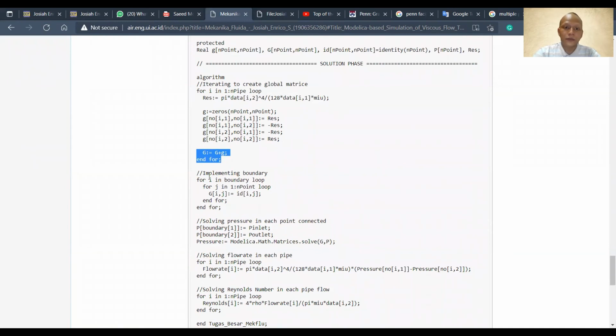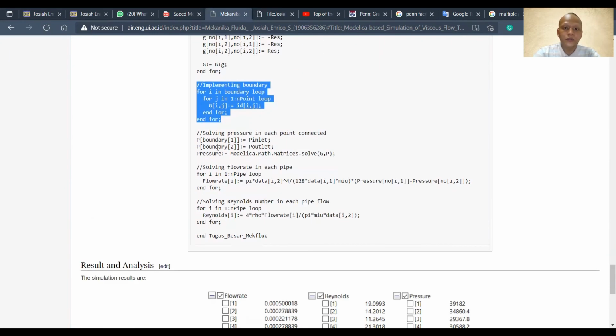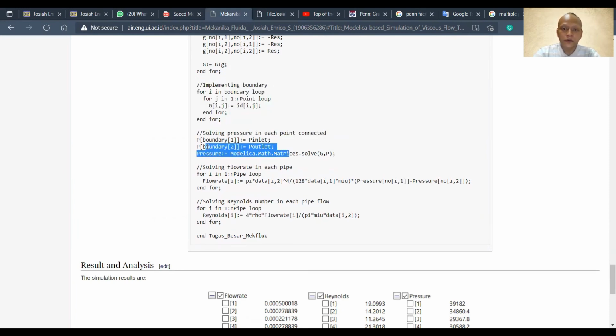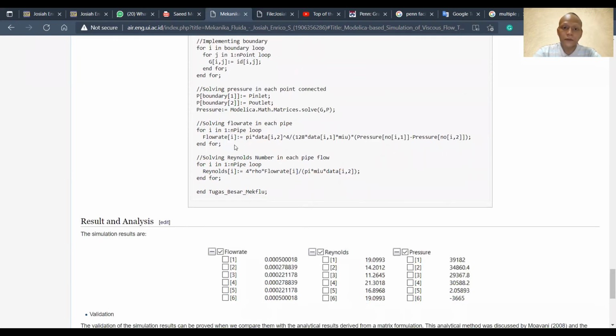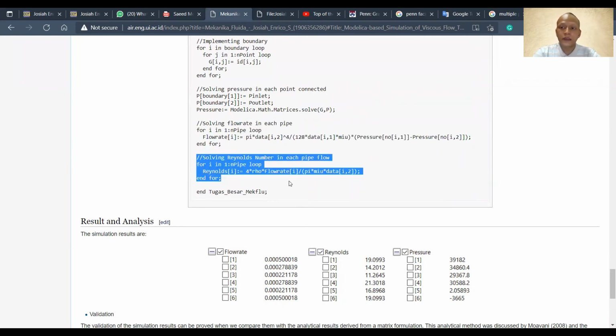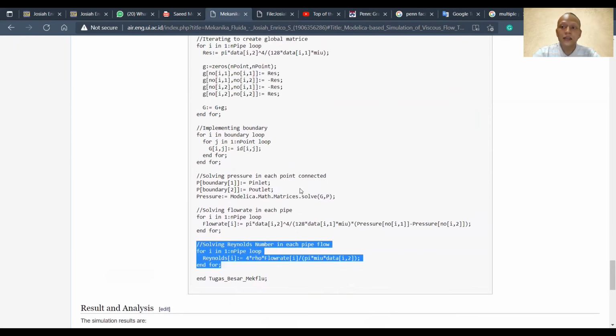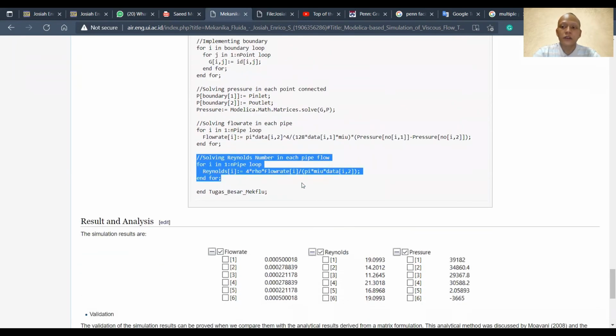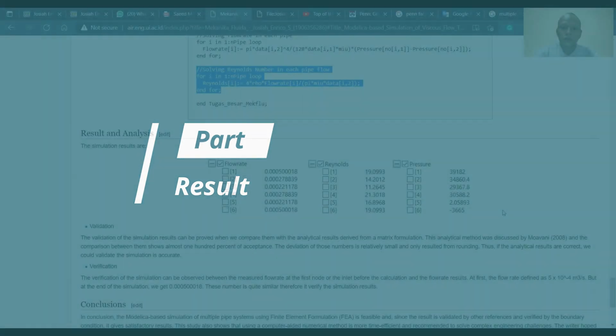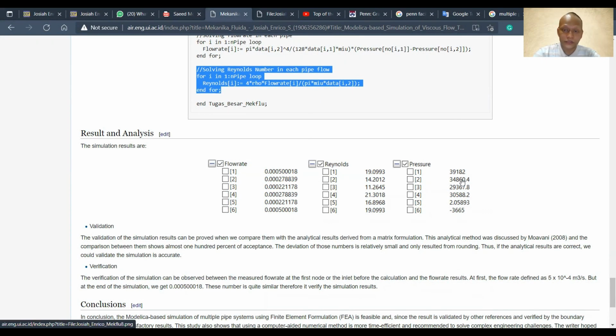After we got the global matrix, we're going to implement the boundary conditions. Then we're going to solve the pressure using information from P inlet and P outlet. And after we got the pressure, we're going to find the flow rate and then the Reynolds number simultaneously. That's how the program works. After that, we're going to get the results right here. So there are flow rate, Reynolds number, and pressure results.